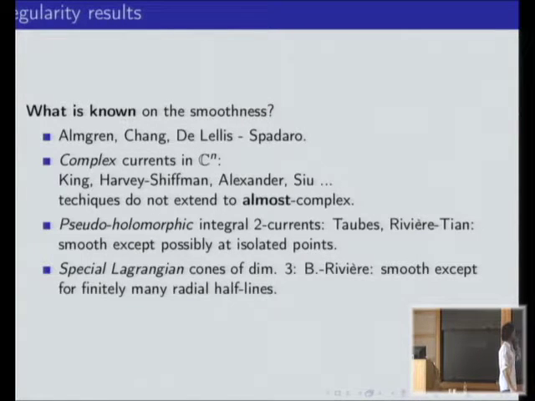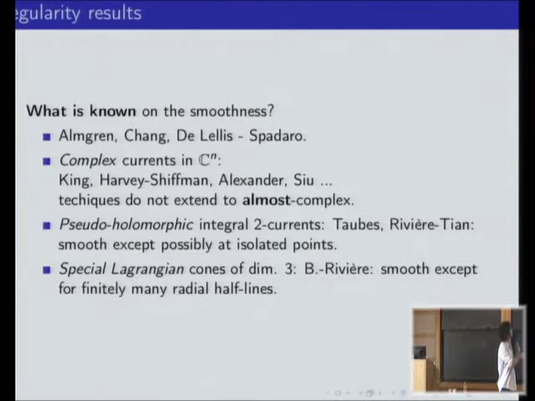But in a joint work with Tristan Rivière, we proved that if we take special Lagrangian cones of dimension 3, then the singular set is made of finitely many half lines emanating from the vertex of the cone. So this possibly gives you some intuition that if you restrict to cases of calibrated currents, you might be able to give more structure also to the singular set.